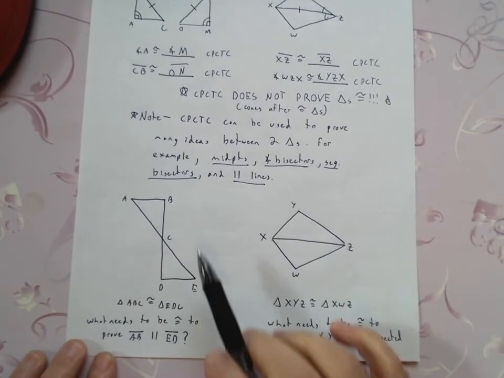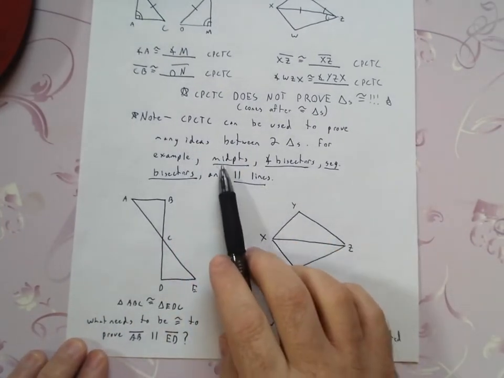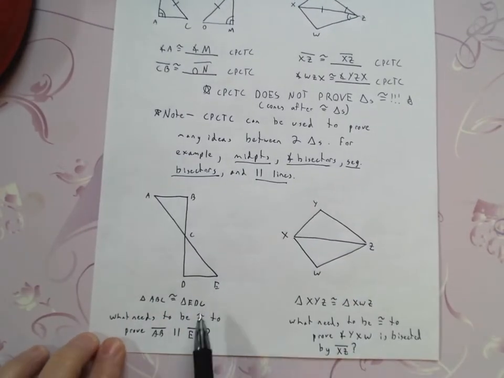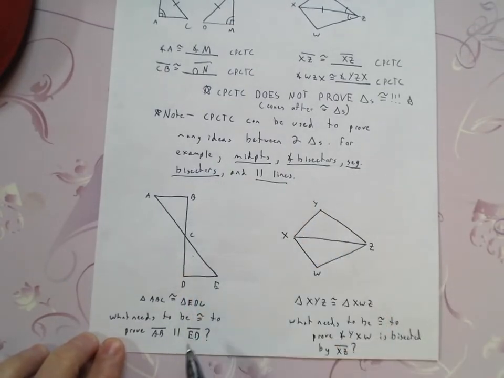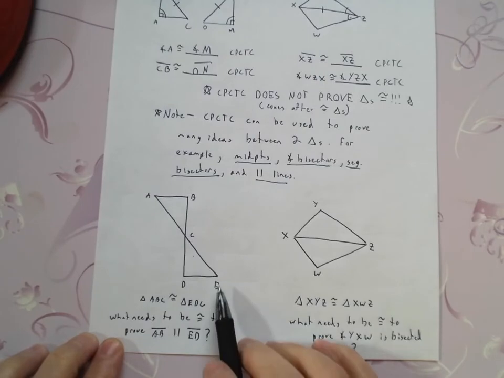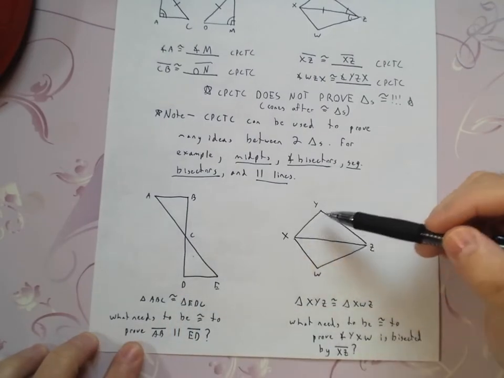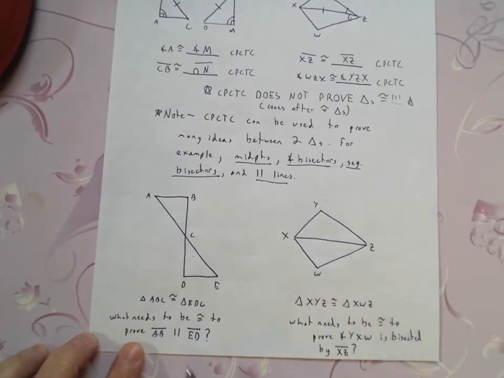So down here, kind of talking about that idea that we knew up here, CPCTC can extend and allow us to prove midpoints, angle bisectors, segment bisectors. So here, I've got two pictures. I'm telling you that these triangles are congruent. Okay? So triangle ABC, triangle EDC, okay? Triangle XYZ, triangle XWZ.